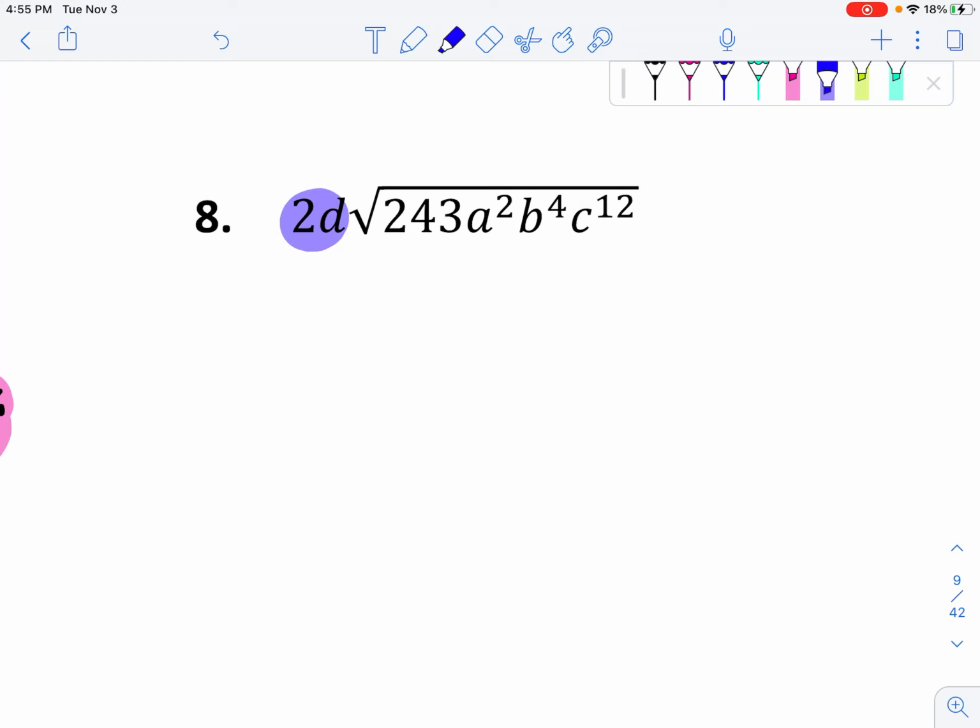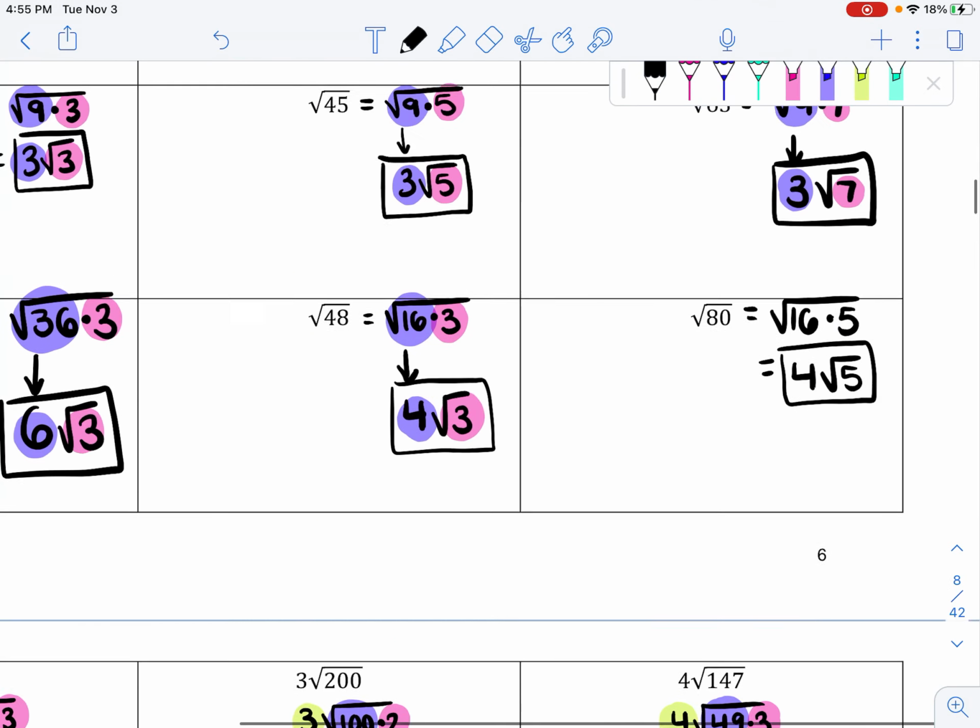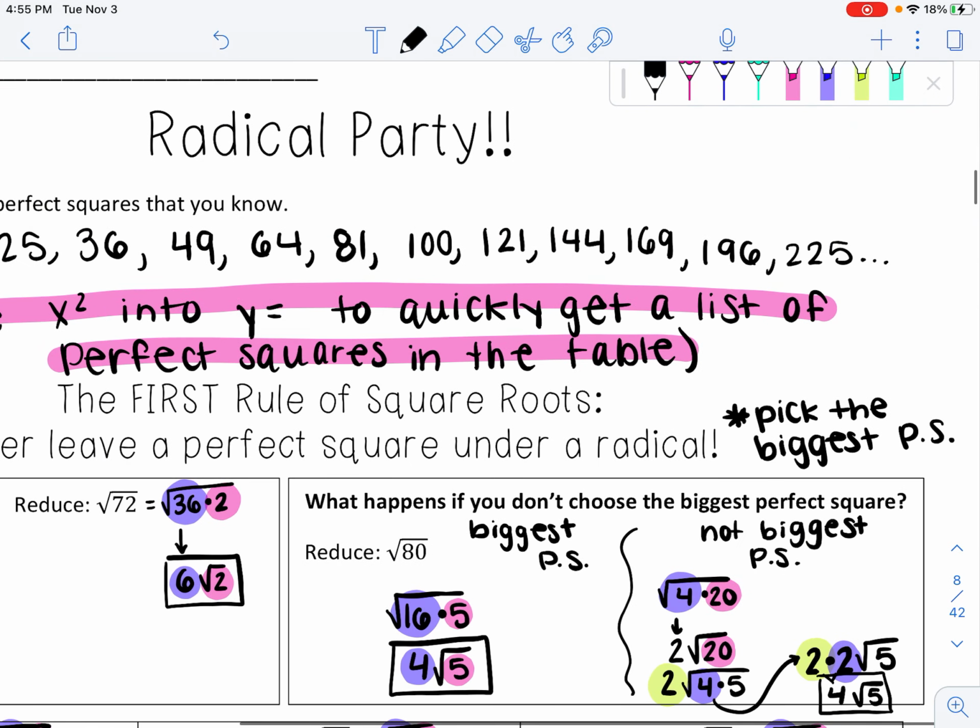Number 8, I've got 2D trapped outside, so that's going to stay out there. I've got 243. If I look at my list of perfect squares, the next smallest perfect square would be 225. So I'm going to try dividing 243 by 225, but I know that's not going to work. I know that 196 is not going to work, and then you just keep working your way down. 169 doesn't divide it. You can't divide 243 by 144. You can't divide it by 121. You can't divide it by 100.